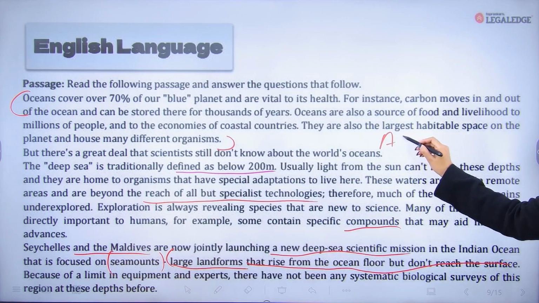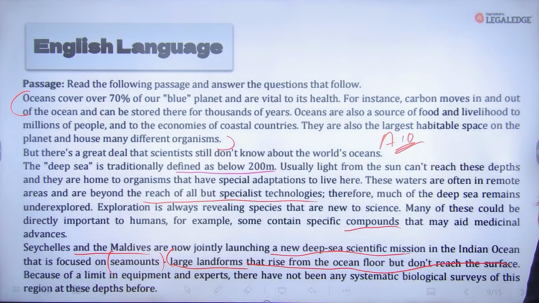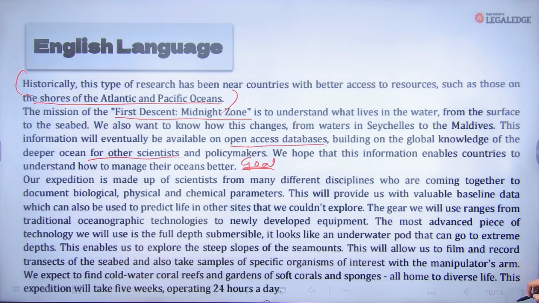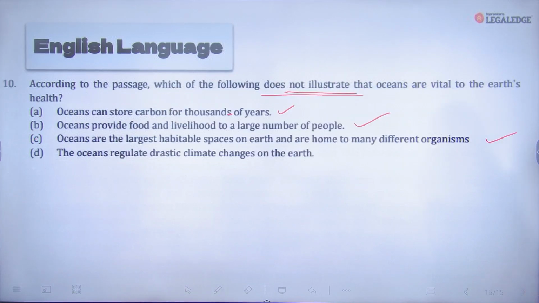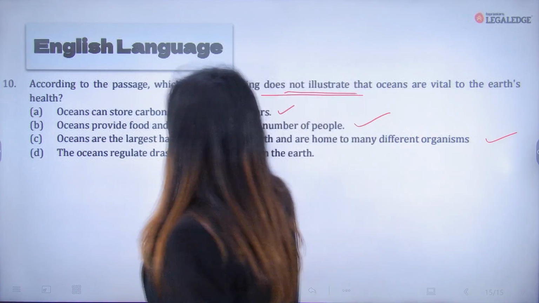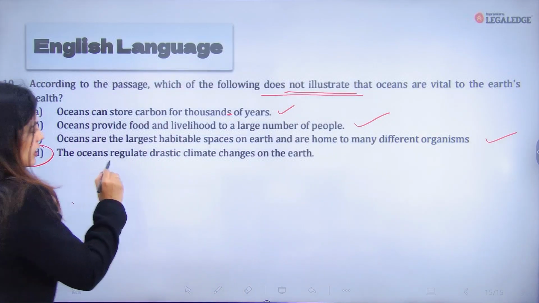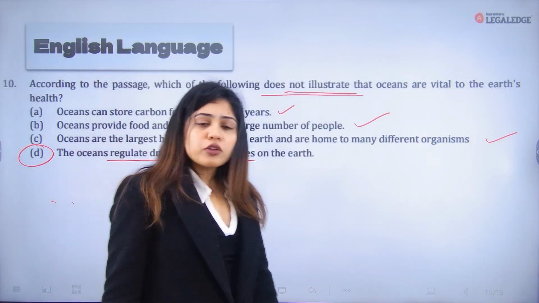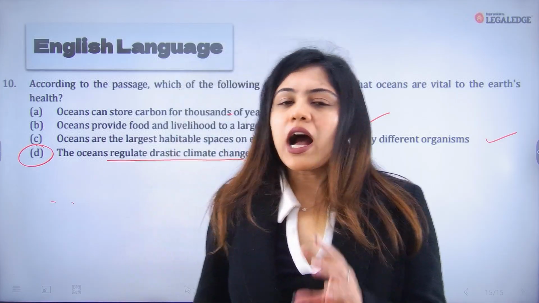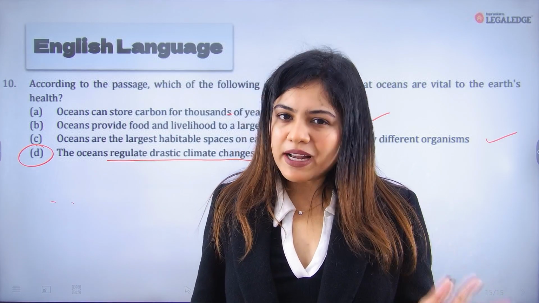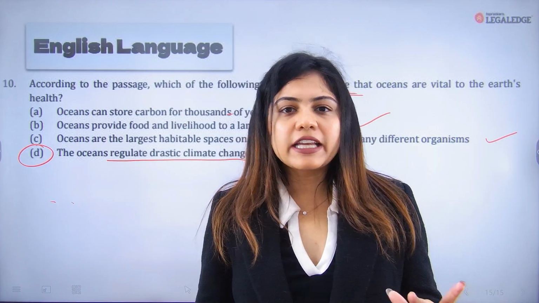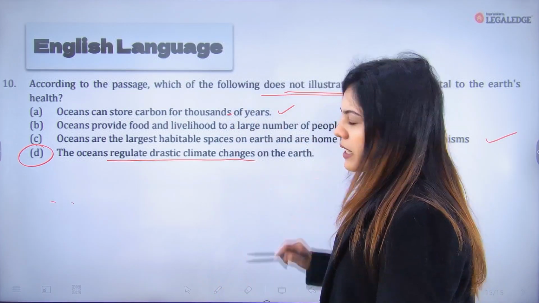So this is from where you can derive the answer. So the only option that does not make the cut is option D. The oceans regulate drastic climate changes. Although it might be true, the passage does not really mention it. And if the passage doesn't say it, then automatically that is how we eliminate an option.